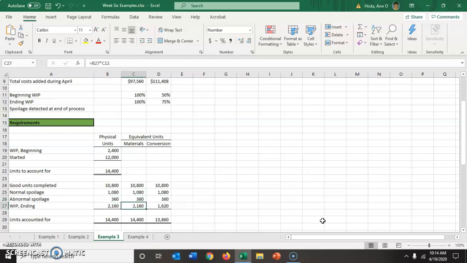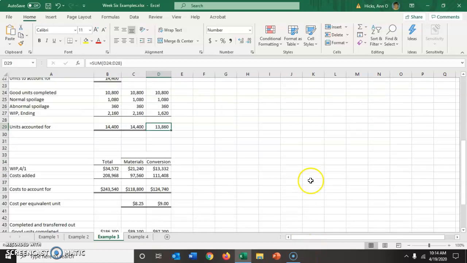WIP at the end of April, however, will be based on our percentages complete. Materials, we are 100% complete, so equivalent units and physical units for materials are equal. But if you notice, equivalent units for conversion costs is equal to 75% of the physical units. Then we'll just, as we did in the previous examples, add those up, and we have 14,400 equivalent units for material costs and 13,860 for conversion costs.